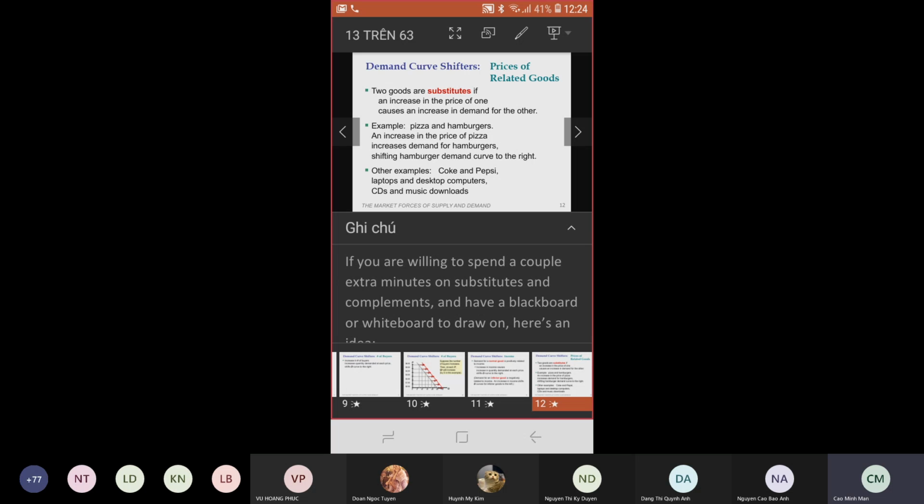For example, the general price of Coca-Cola. For example, the general price of Pepsi Cola. Pepsi can impact the demand of Coca-Cola.